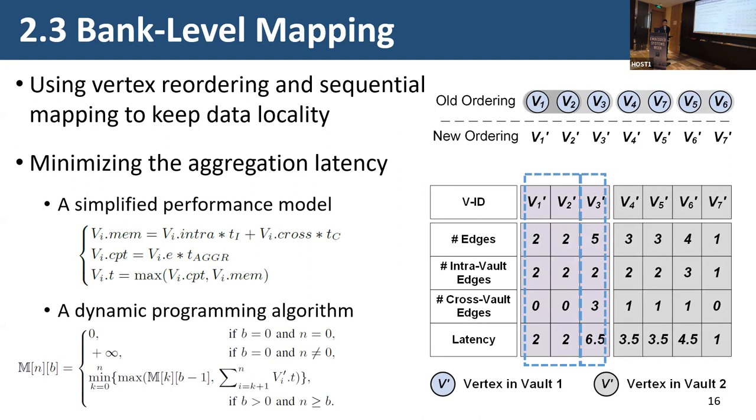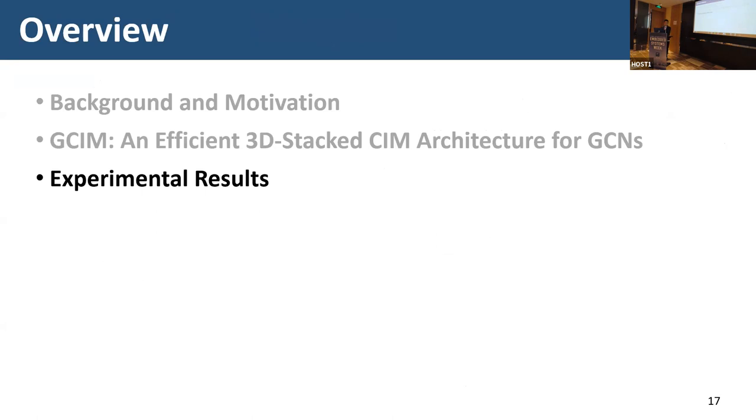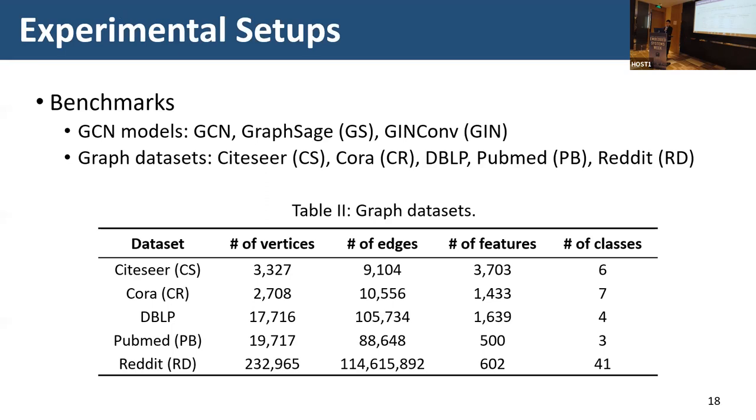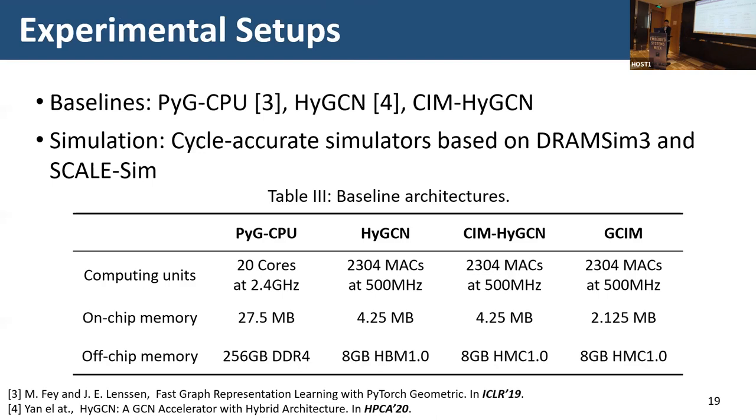Finally, we'll present our experimental evaluations as follows. We evaluate our proposed GCIM with a set of representative GCN models and graph datasets. We use PyG CPU, HyGCN, and CIM HyGCN as our baselines. The simulation is mainly based on Ramulator 3, a cycle accurate simulator.